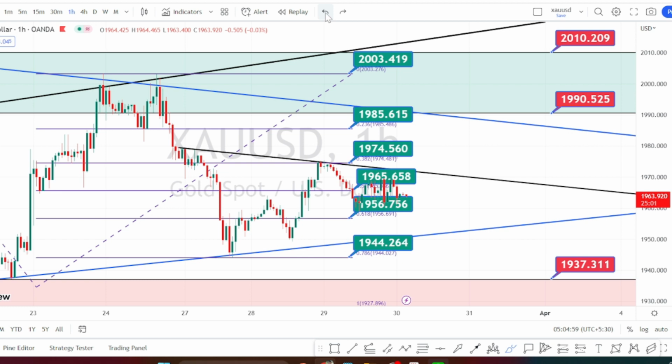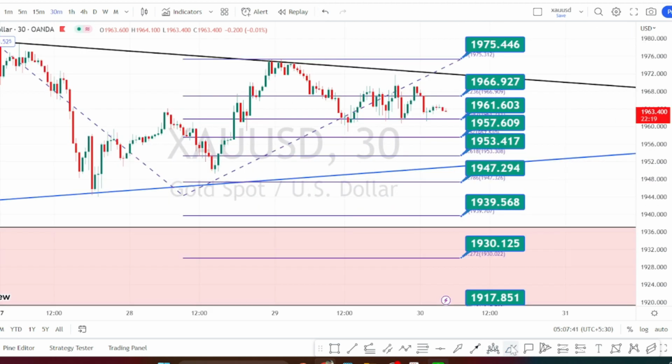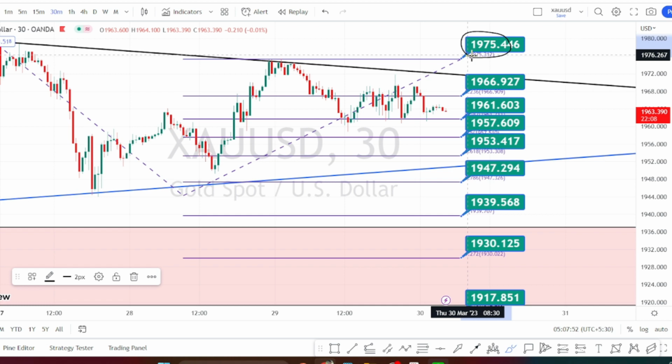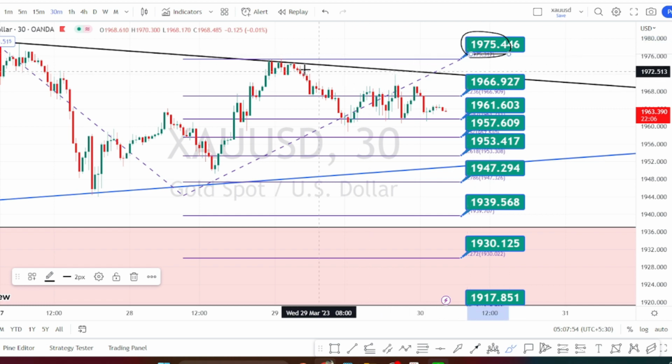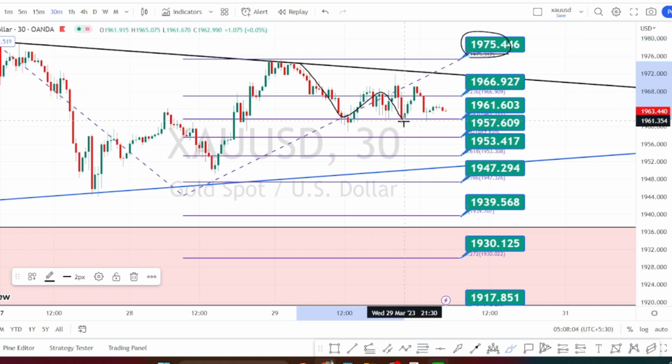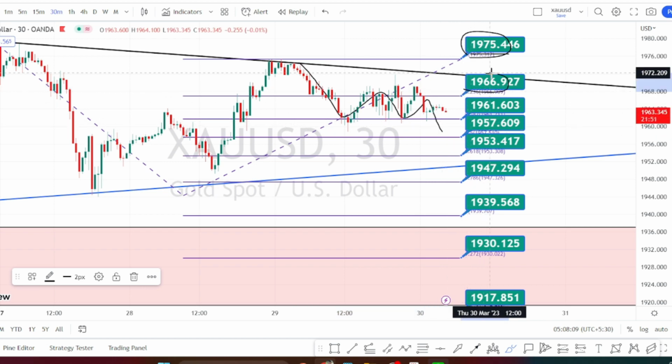Let us look at the price action in 30 minutes time frame. I'm in 30 minutes time frame. So the values within these green color boxes are the resistance and support levels for current price action in 30 minutes time frame. Currently the price action has tested the resistance level of 1975 and we are noticing it to trend back on the bearish side. It has breached the support level of 1966 and it is trading between the support level of 1961 to 1966.